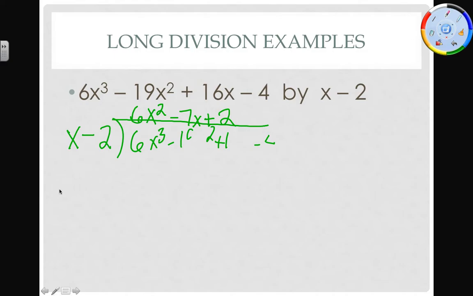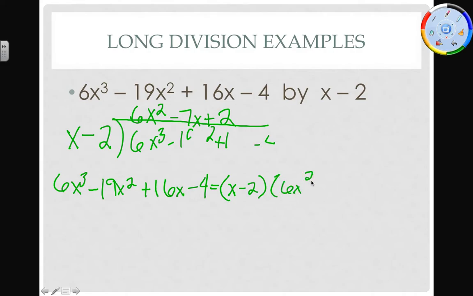So what I can say is, the first summary statement would be 6x cubed minus 19x squared plus 16x minus 4 is equal to the product of two factors. Well, it's equal to the product of x minus 2 and that quadratic 6x squared minus 7x plus 2, plus no remainder. So I don't have to write the remainder out here. That's way number one.